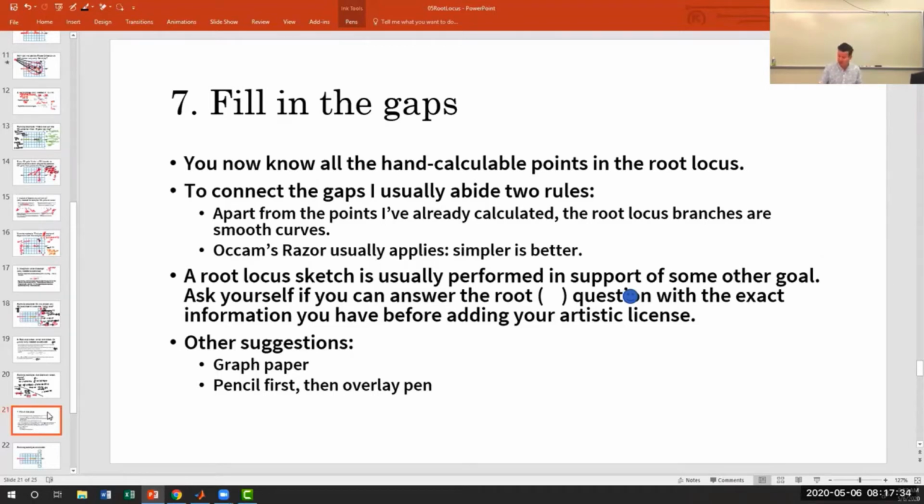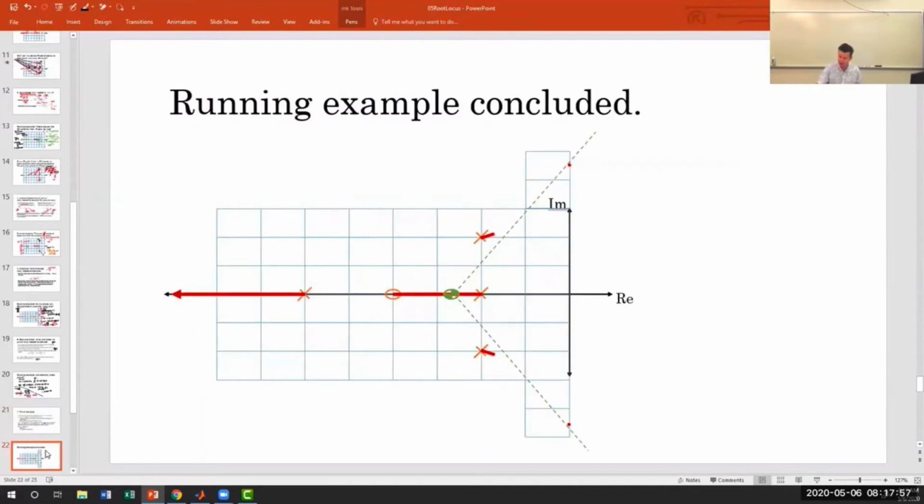Basically, my abiding rule is simpler is better. So if you know that one branch has to get from A to B, just do your best to connect A to B. The more of these diagrams you do, and the more that you either simulate or draw on your own, the better sense you'll have for what the curves will look like. So let's actually conclude this example problem.